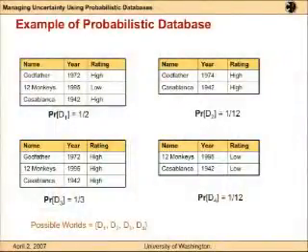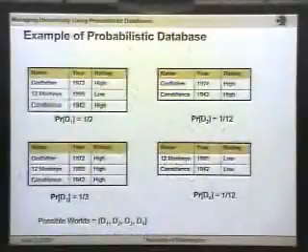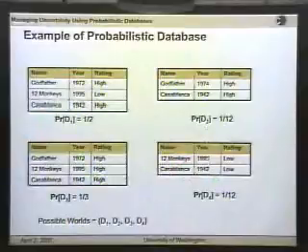And here's an example. This is a probabilistic database with 4 different possible worlds. These are the 4 tables. Each of them has a probability, and the probabilities add up to 1. So the possible worlds are these 4 tables.